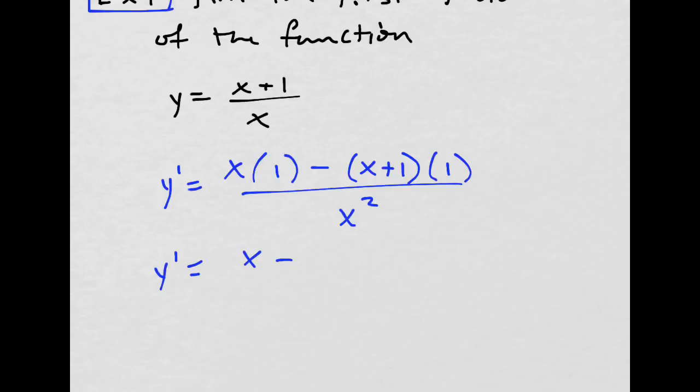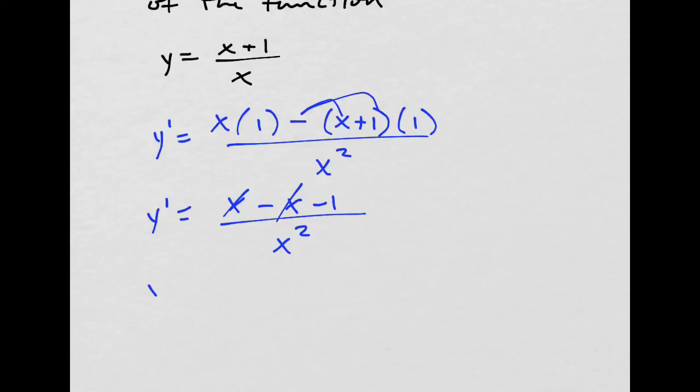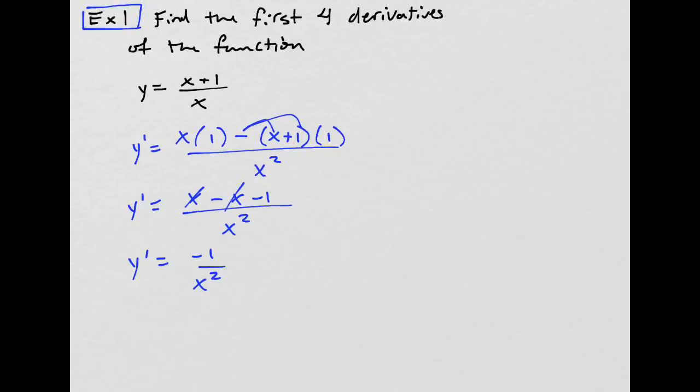X minus, I suppose I will distribute. X minus 1. Right. So the x's go away in the top. Oh, that's nice. So that goes away. That goes away. I'm left with that negative 1. So y prime equals negative 1 over x squared. You don't have to simplify. However, it gets kind of nasty if you don't. So that's the first derivative.